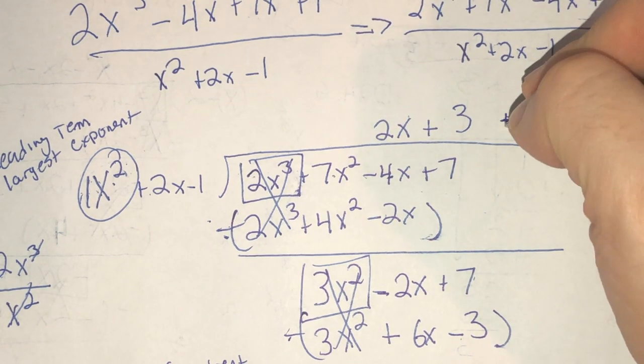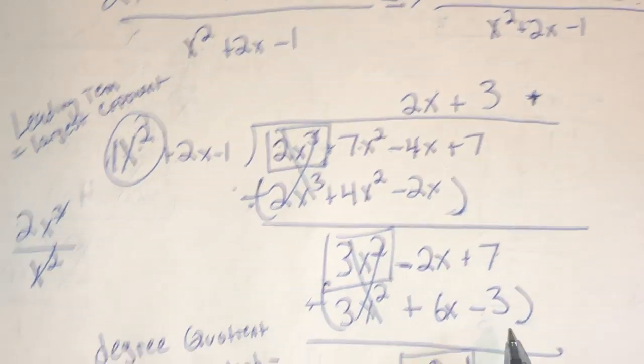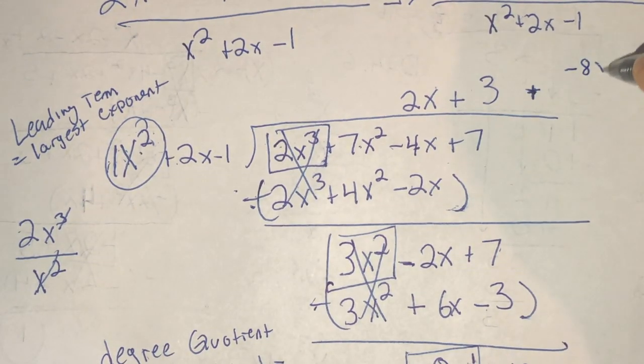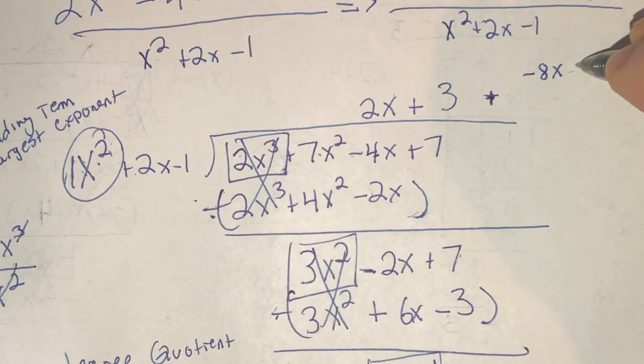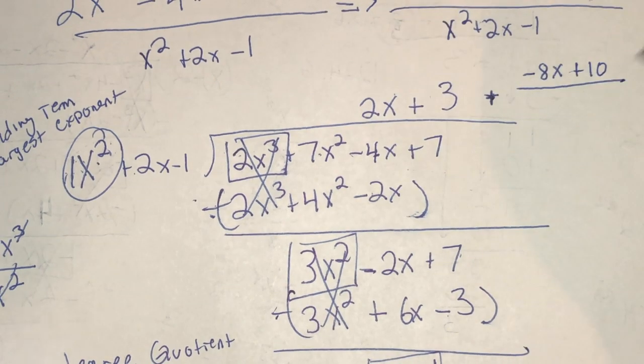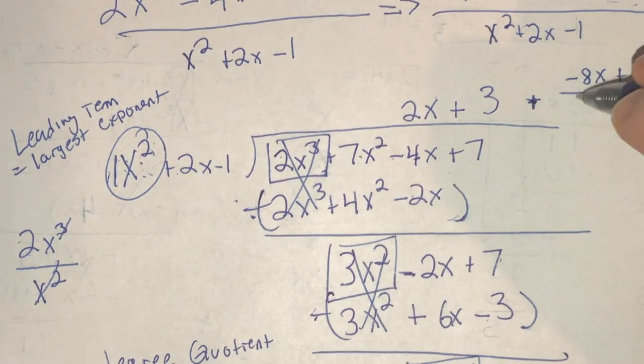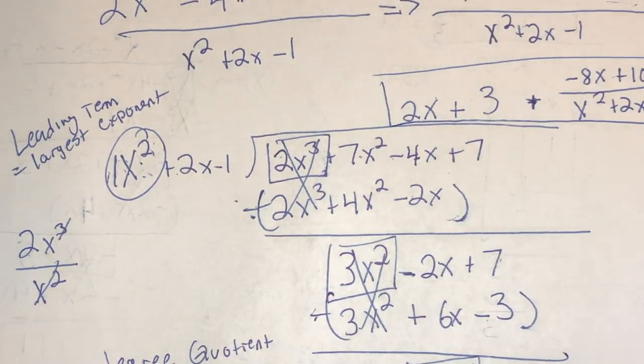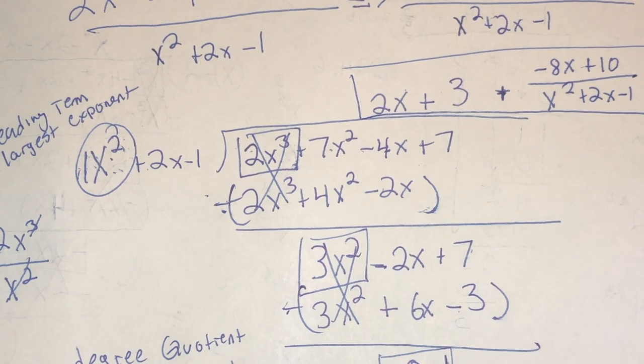So let's go ahead and state our remainder, minus, and there's a lot of ways you can do this. I'm going to make it a plus because this is a little bit trickier here. So what I'm going to do is negative 8x plus 10 over, what's our divisor? X squared plus 2x minus 1. And that is our answer with a little bit of a remainder in there, and that's okay.